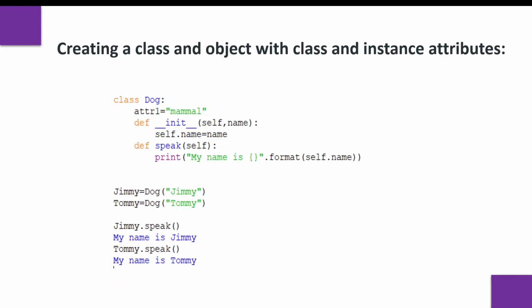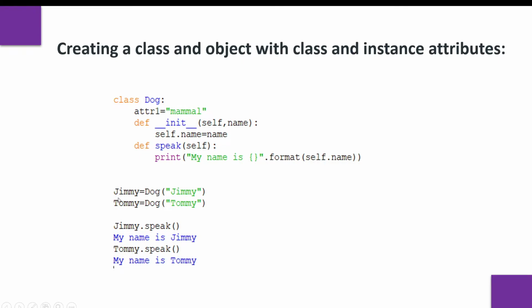So here I have created a class called Dog and I'm declaring an attribute is equal to mammal. Okay, and then I'm writing my init method: self, comma, name. Okay, and then self.name is equal to name. And then I create another method called speak, under which I write print("My name is {}".format(self.name)).